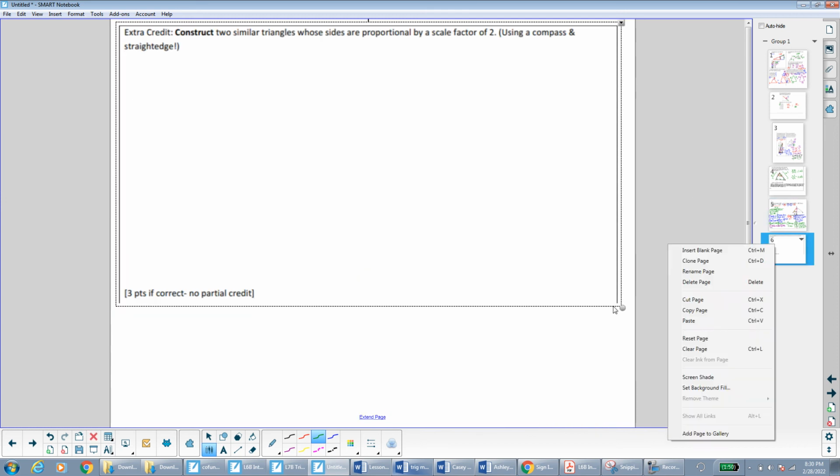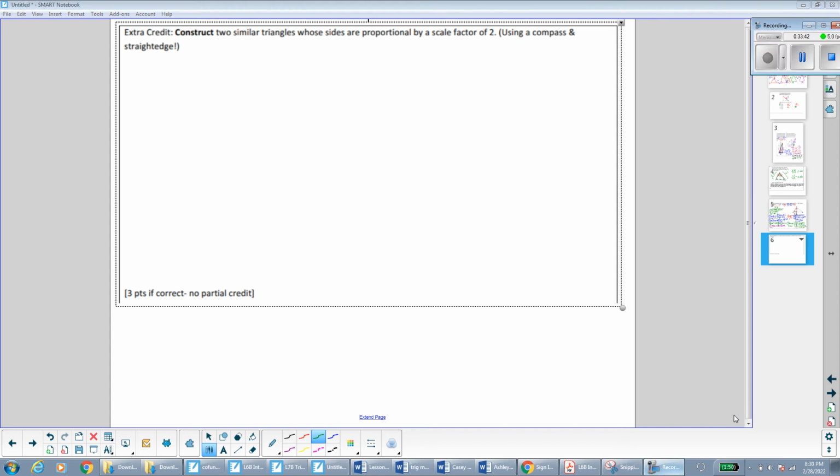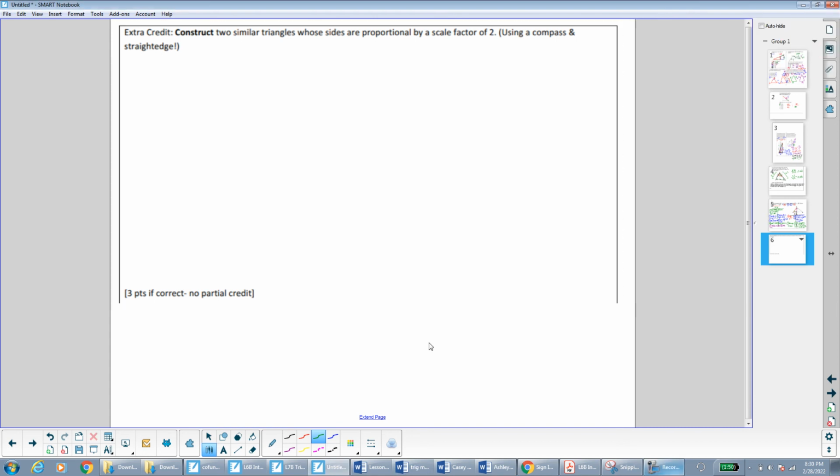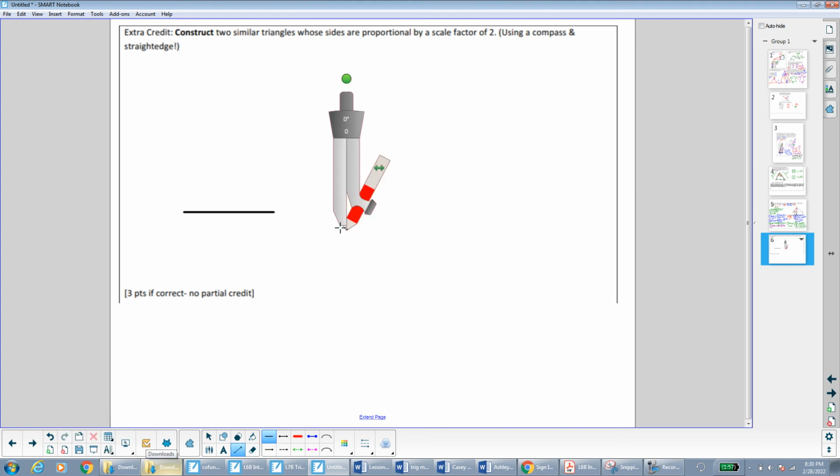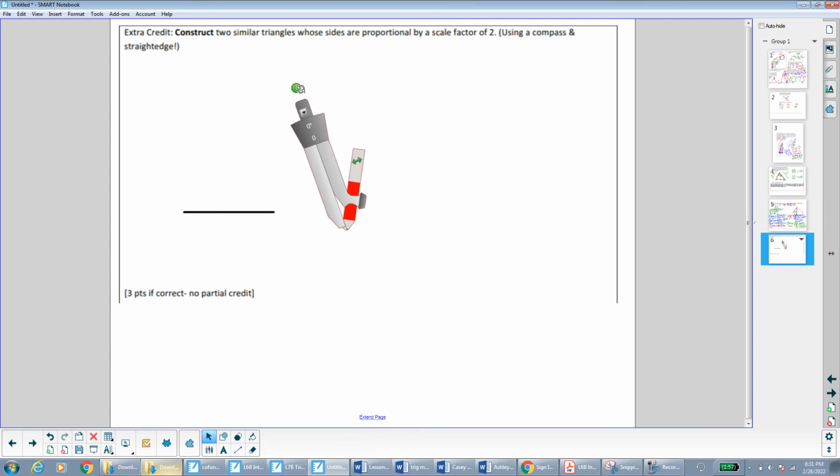I do want to show you guys how to do the extra credit because I feel like a lot of people tried it but didn't really know how to approach it. So I'm just going to make a random triangle and I'll just make it a really easy kind of triangle. I'll just make an equilateral triangle. Let me get my compass out, and this is the line segment I'm going to use.